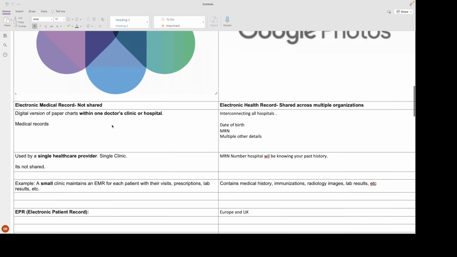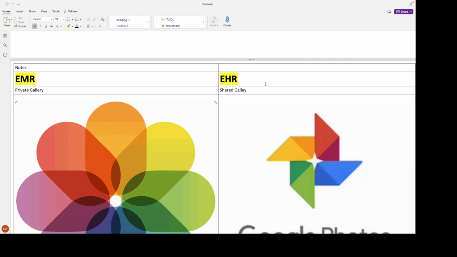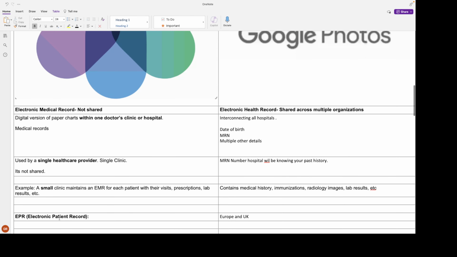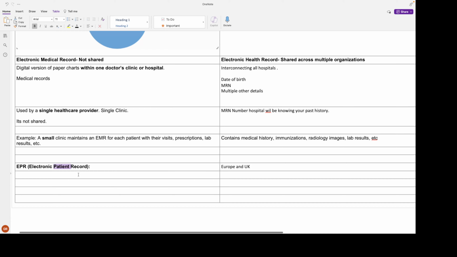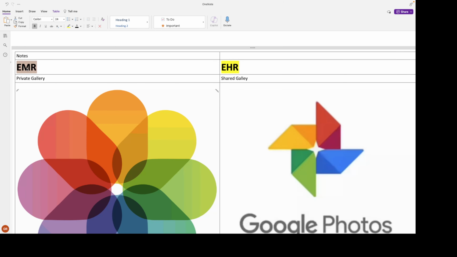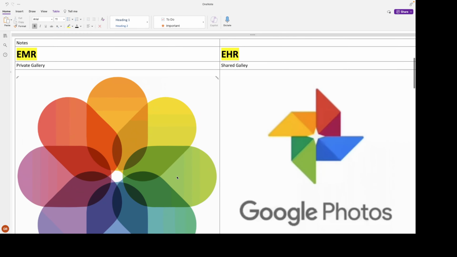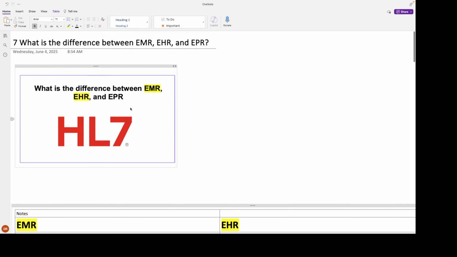My opinion is they are just confusing us with the same terminology. Medical record, health record, patient record, all come down to our details, right? They should have kept something like electronic record, not shared, and electronic record, publicly shared or cloud. But as they already defined this, we cannot do anything. Just remember EMR is private, EHR is shared across the globe, and EPR is a specific terminology used in Europe and the UK. I think that would help you answer this question in any interview.